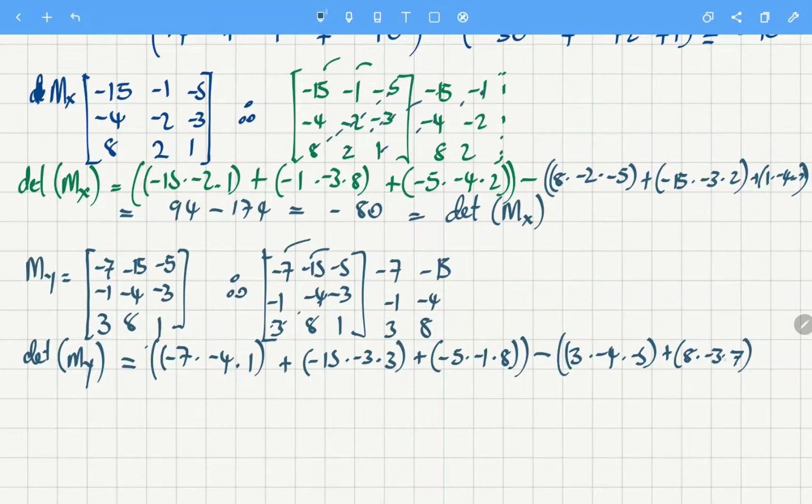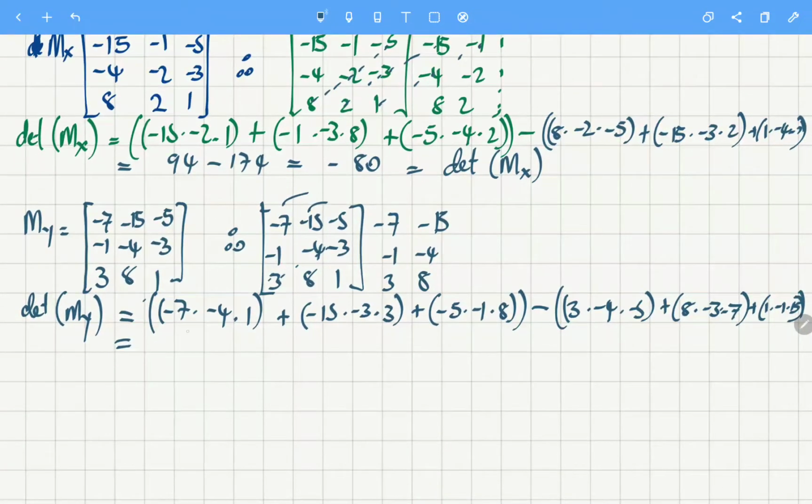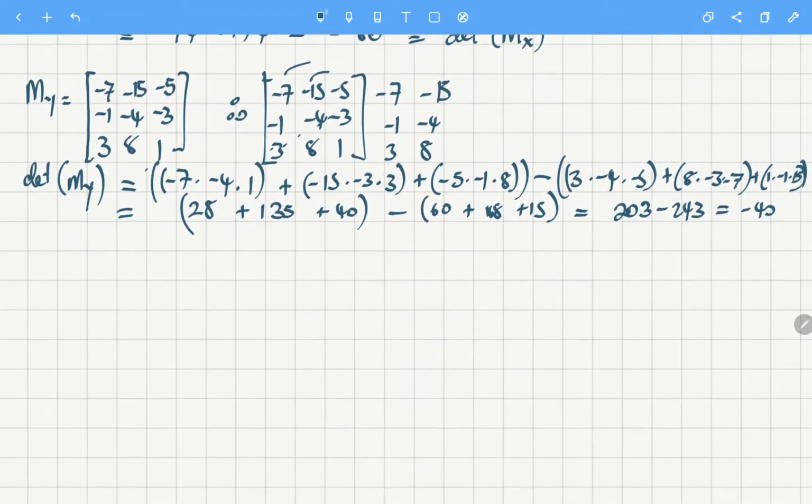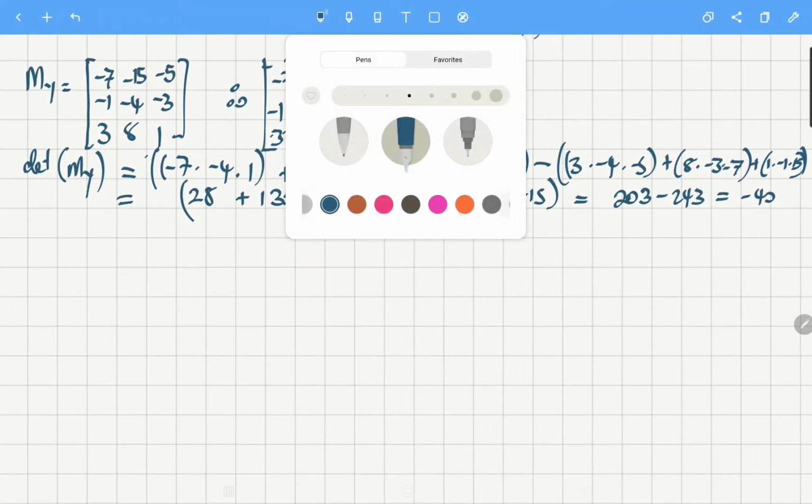Yeah, just double checking. And then 1 times minus 1 times minus 15. Okay, and then simplifying further, we get 28 plus 135 plus 40 minus 60 plus 168 plus 15, which is 203 minus 243, and then we get minus 40, right? And then sorting out the last matrix.